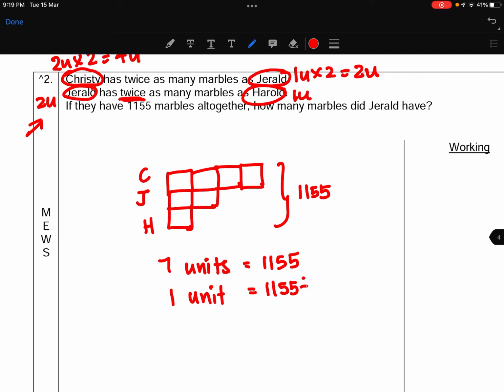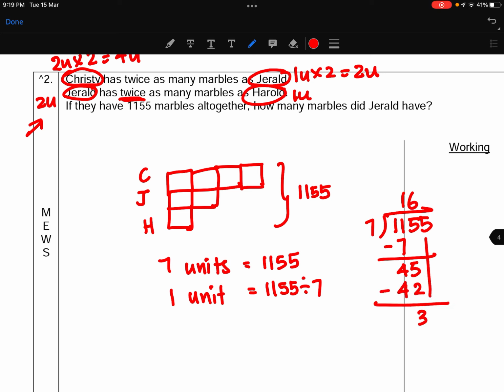So you will divide by 7. You can do your working by the side. 1155, you divide by 7. So this is how I do my working. Sometimes I actually read out to make it make more sense to me. So I'll get 165. Okay, I'll go to my question.